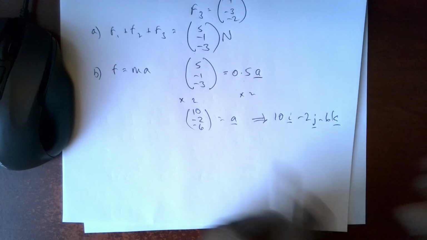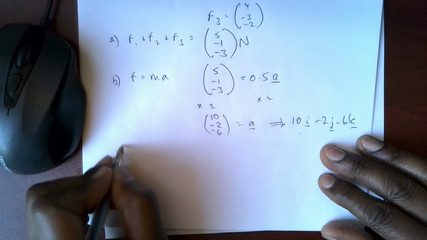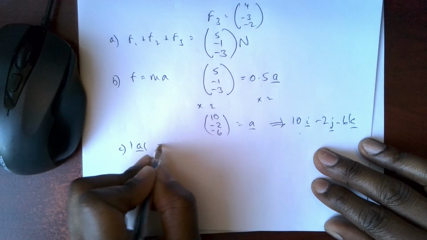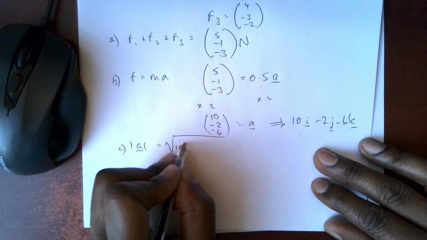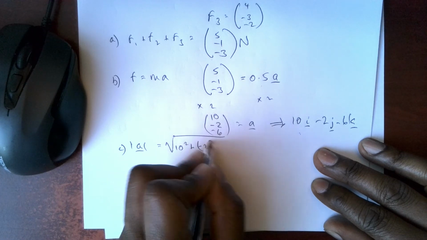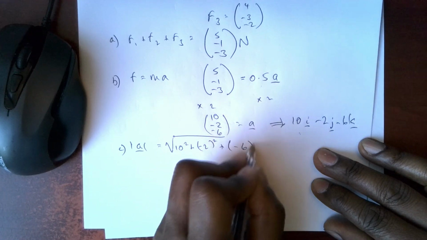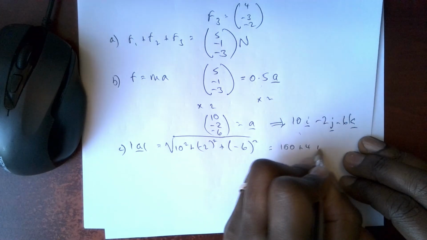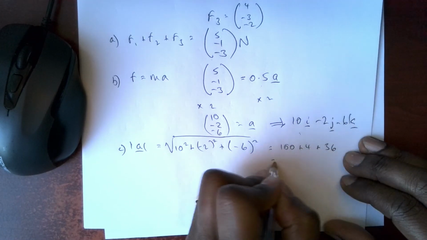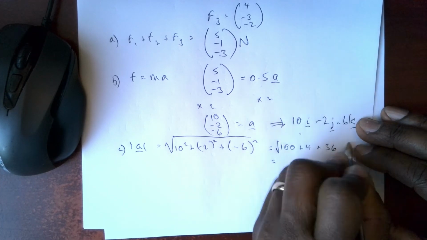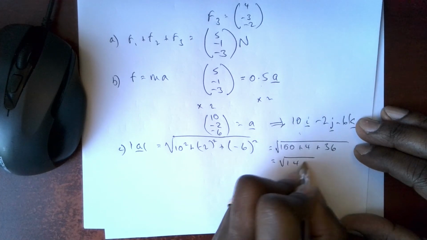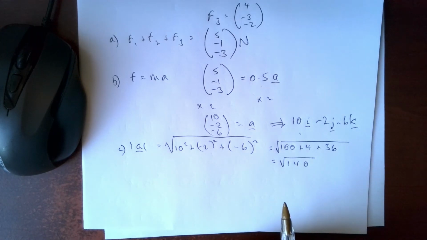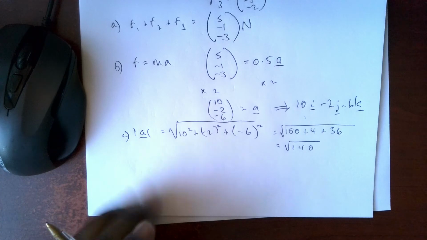The magnitude of the acceleration, so we're just going to do Pythagoras on that. So we'll just do the length of that. So it's going to be the square root of 10 squared plus negative 2 squared plus negative 6 squared. So that's going to be 100 plus 4 plus 36, which is going to be the square root of 140. So something like that for part C. Could simplify it down if you need to.